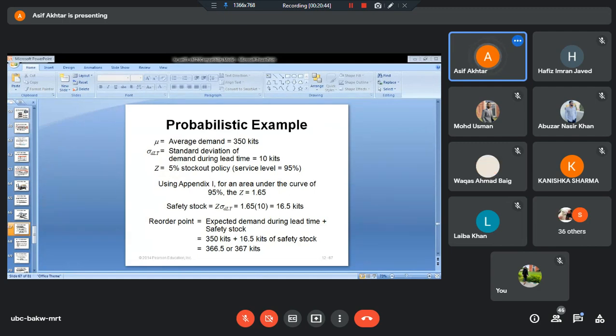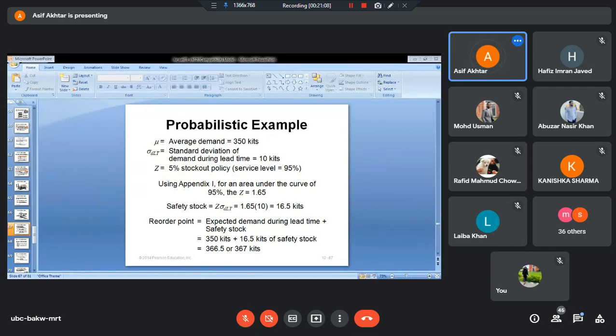हमें यहाँ पे D into L का फॉर्मूला लगाने की जरूरत नहीं पड़ी. We do not need to have the formula of D into L because average demand ऑलरेडी गिवन था हमारे पास 350. ये एवरेज डिमांड है, डेली डिमांड नहीं है, ये कंफ्यूज मत होइएगा. This is average demand during lead time. It's already given 350 kits, so that is D into L is already given 350 kits.